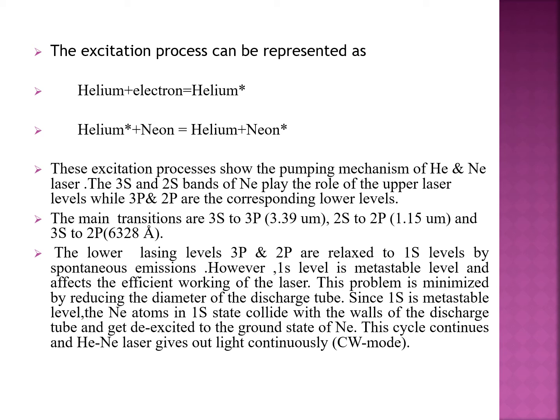However, the 1s level is a metastable level and affects the efficient working of the laser. This problem is minimized by reducing the diameter of the discharge tube. Since the 1s state is metastable, the neon atoms in the 1s state collide with the walls of the discharge tube and get de-excited to the ground state of neon. This cycle continues and the helium neon laser gives out light continuously.